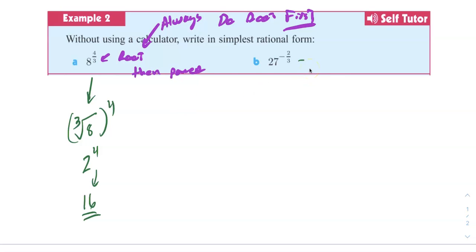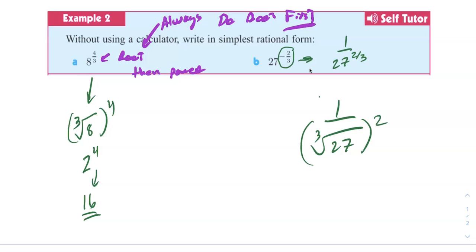I'm going to do the same thing here. Remember, the negative power flips it. So this is 1 over 27 to the 2/3. We're going to do the same thing: we do the root first. So 1 over the cube root of 27, that thing squared. The cube root of 27 is 3. So I have 1 over 3, and then squared equals 1 over 9.